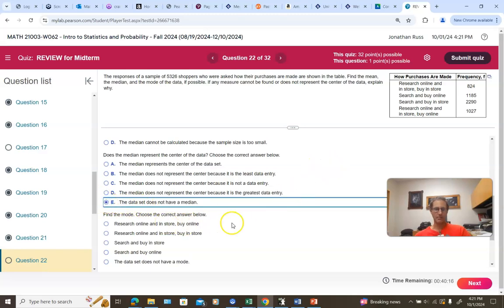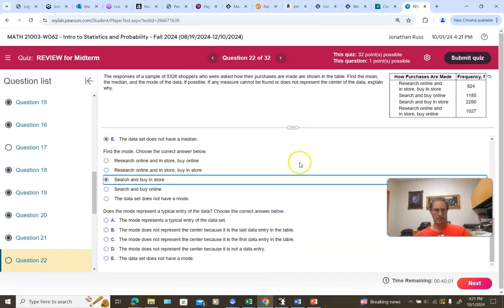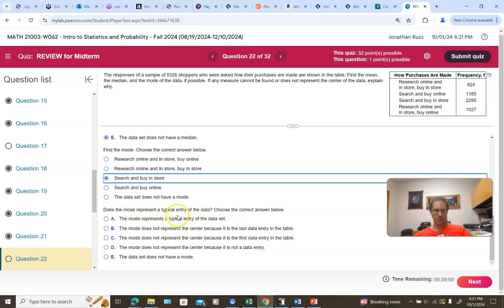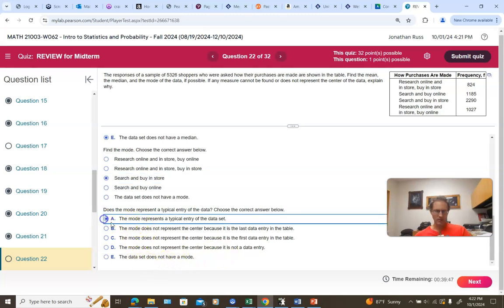And then finally, find the mode. Well, it will actually have a mode. You just look and see, well, which method was the most popular? Well, it was this one, search and buy in store. Okay, so that is actually the mode. And then it says, does the mode represent a typical entry of the data set? And I'm going to put the mode represents a typical entry of the data set.